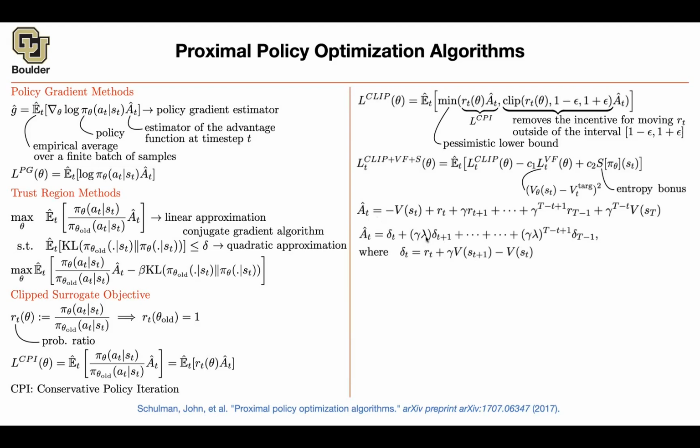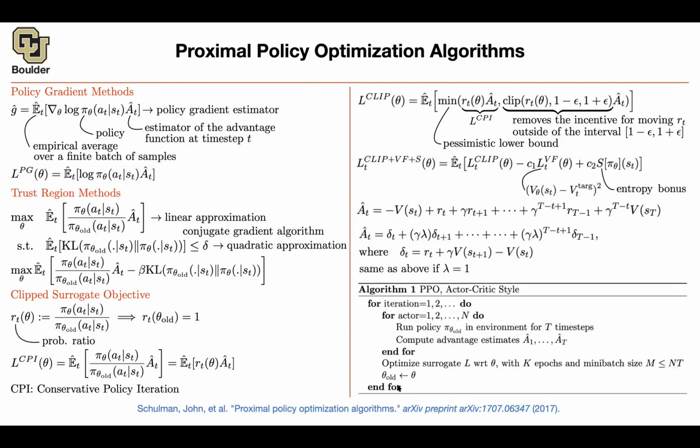But why are you introducing lambda here? Because if lambda is 0, you're only taking a look at this term. This is going to be a very bad estimate. It's going to have high bias. It's going to be a biased estimate. But then it's going to have lower variance. By introducing this lambda here, which could go from 0 to 1, we can span the entire spectrum and balance the trade-off between bias and variance. So this is going to give you a better estimate for your advantage.